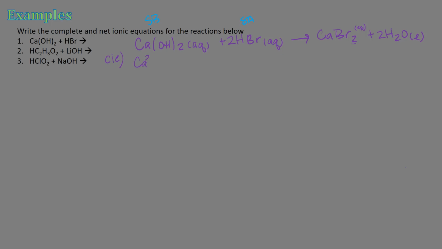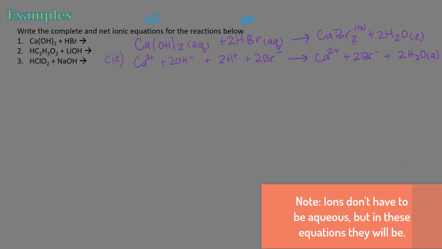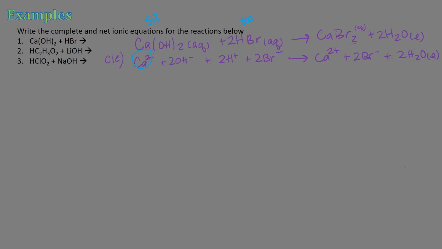then that would be calcium plus 2 hydroxides plus 2 H plus 2 Br minus, goes to calcium 2 plus 2 bromides plus 2 waters. This is the only thing that's liquid. All of the ions are aqueous. Ions are always aqueous in these kinds of reactions. We have calcium ions. It's a spectator, right? Because it's on both sides. And the bromide ions are spectators because they're on both sides.